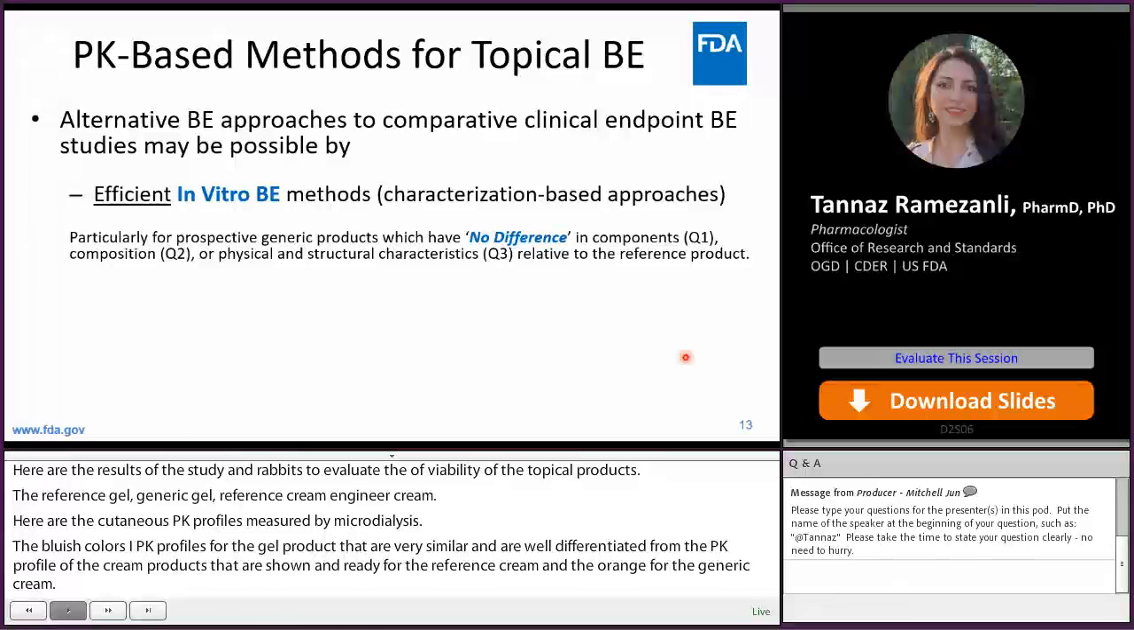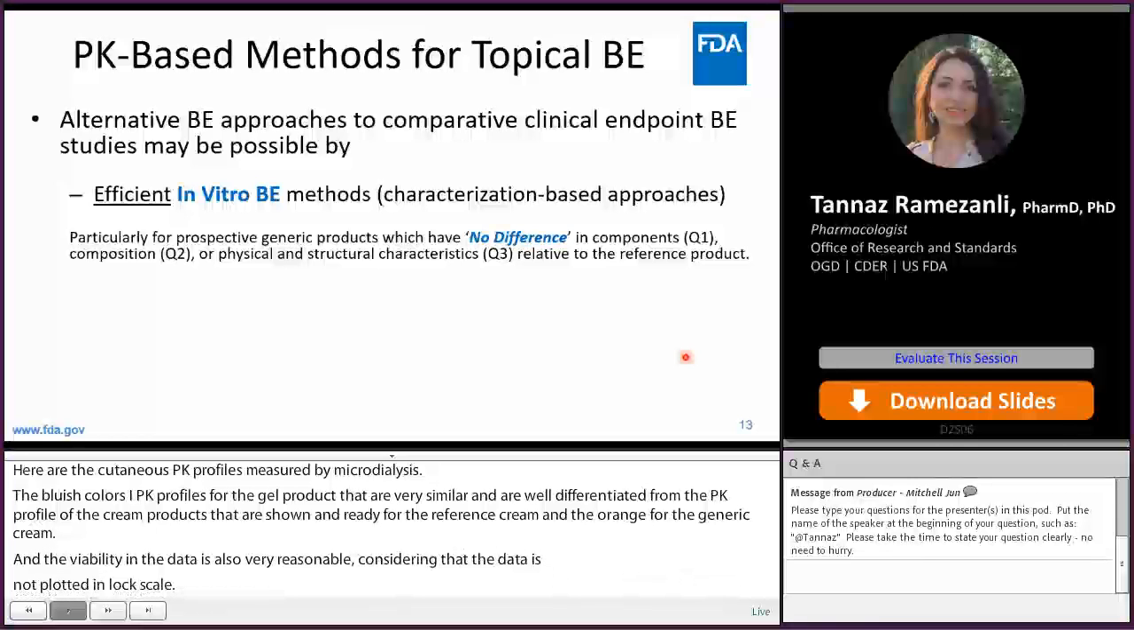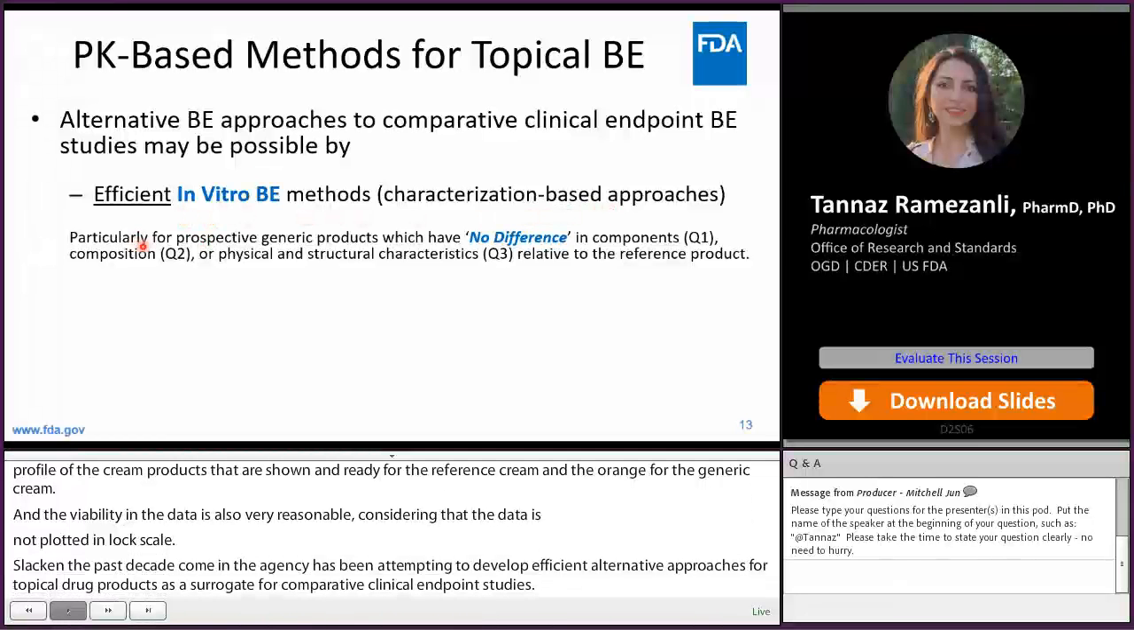So in the past decade, the agency has been attempting to develop efficient alternative BE approaches for topical drug products as a surrogate for comparative clinical endpoint studies. Efficient in vitro BE methods such as characterization-based approaches are particularly recommended for prospective generic products which have no difference in components, composition, or physical and structural characteristic of Q3 relative to the reference product. And Dr. Rani already explained this concept in the previous presentation.